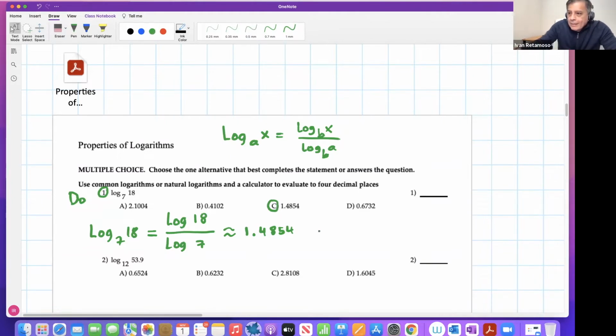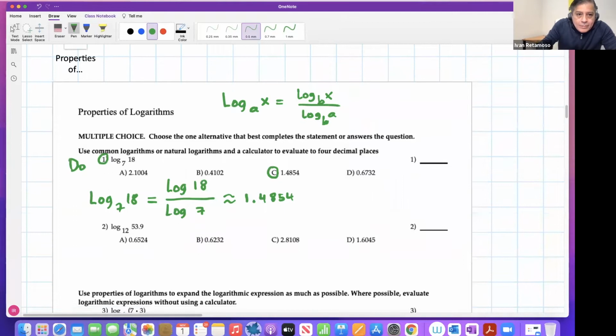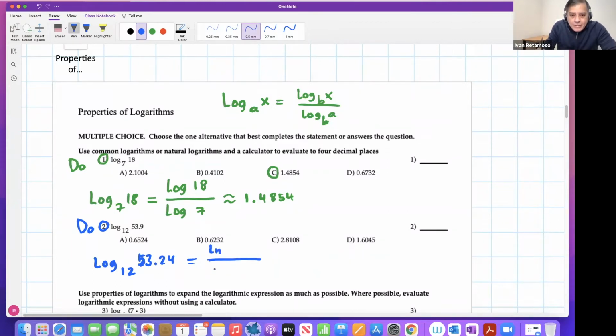Try number 2 and let's move on, right? Let's try this quickly. Do this one. Log base 12 of 53.24. Very good. Try this. Again, use logs, right? For the sake of variety, I'm gonna use ln now. So use ln and then get your answer, right? Doesn't matter which one you use.